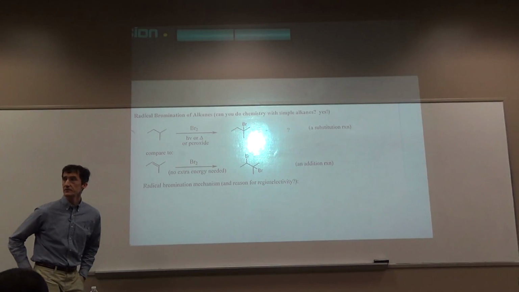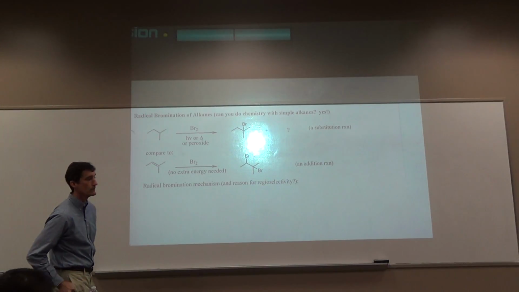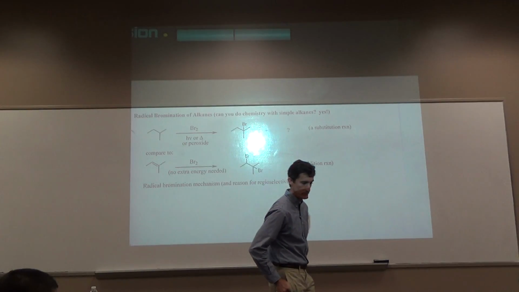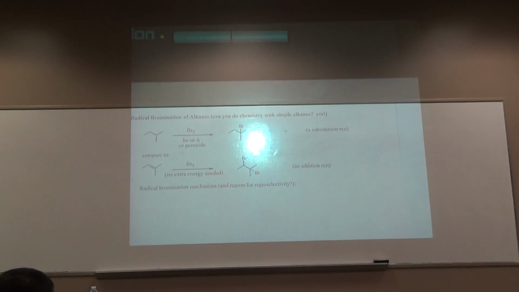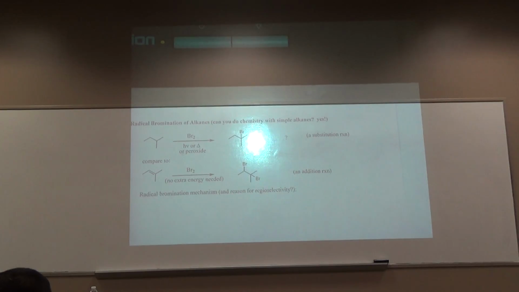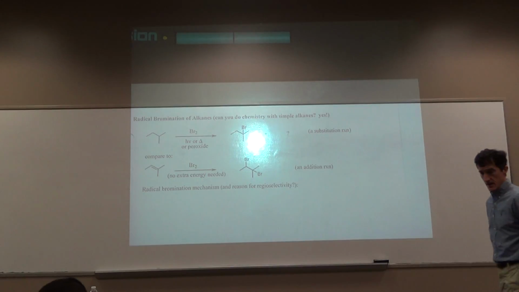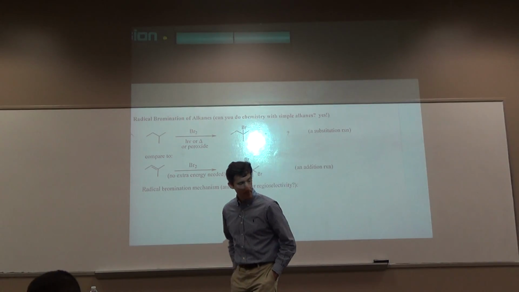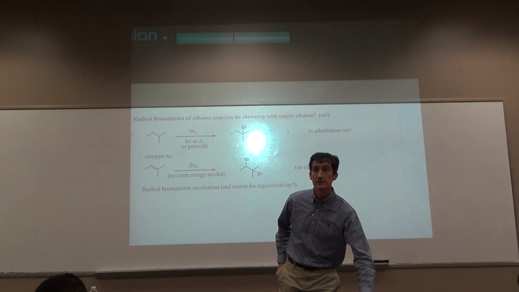Any other questions about the material? Well, if there's no questions, we're going to move ahead to new material. This will not be on the test, but it will be on the final exam. Two topics. I gave you a handout on radical bromination and also on UV-vis. UV-vis had the picture of the carrot.